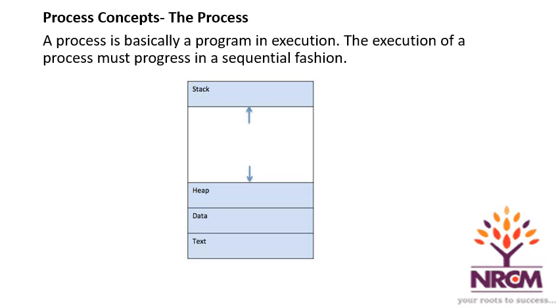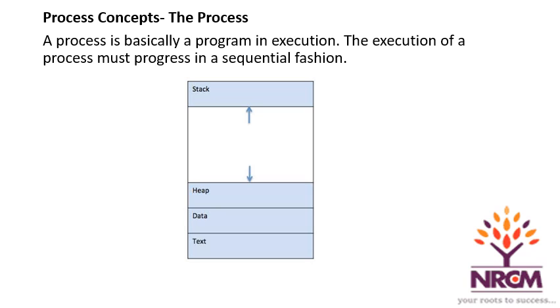And now we see how the process structure looks. As shown in the diagram, this is the basic structure of a process. First it contains code, or you can say text, both are the same. Next is data. Next it contains heap. Next it contains a stack.